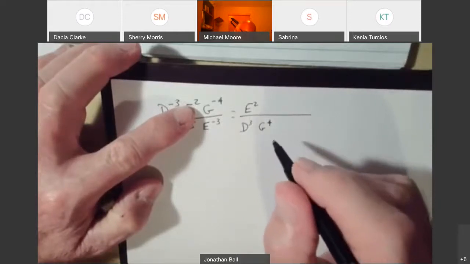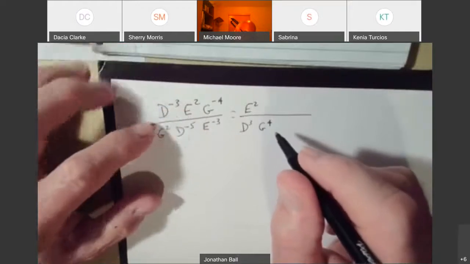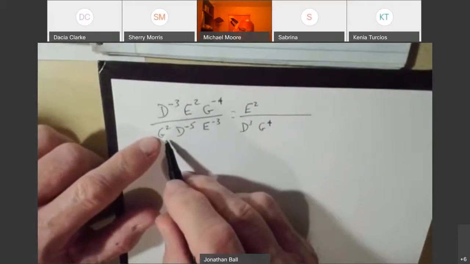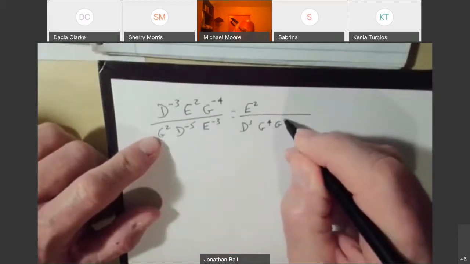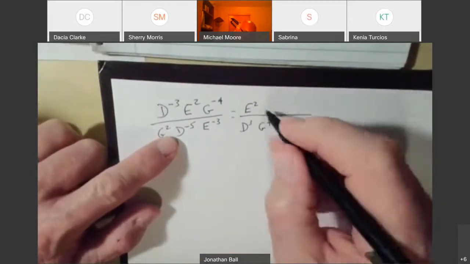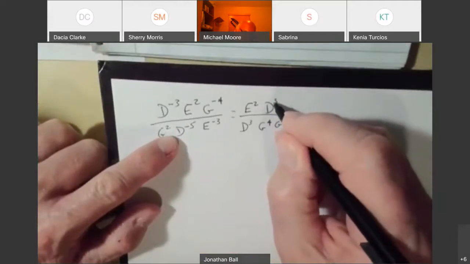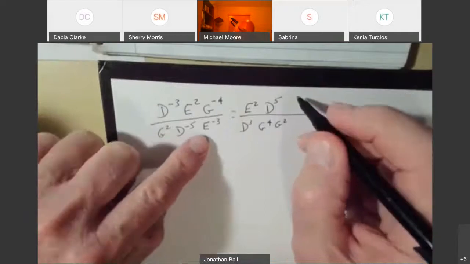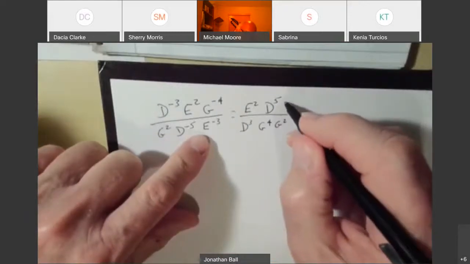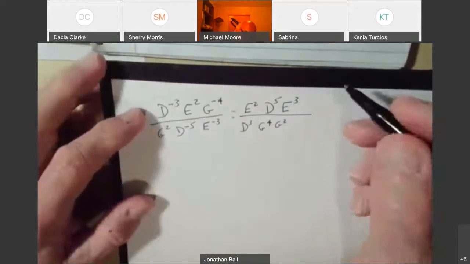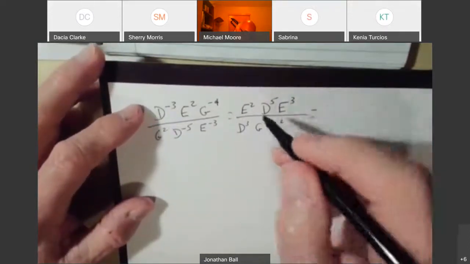Don't try to go too fast on these because it's easy to get mixed up. Now we go to the denominator. G squared stays because it's already positive. D to the minus 5 goes to the numerator and becomes positive. E to the minus 3rd goes to the numerator and becomes positive. Now let's clean this misery up.